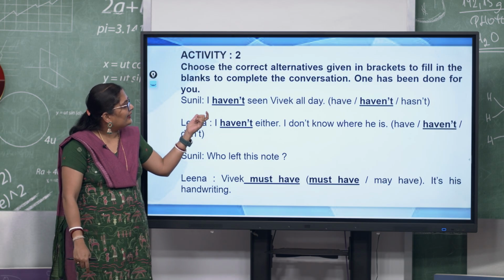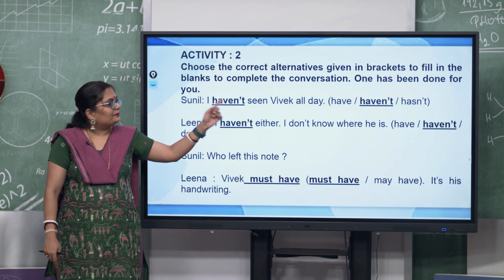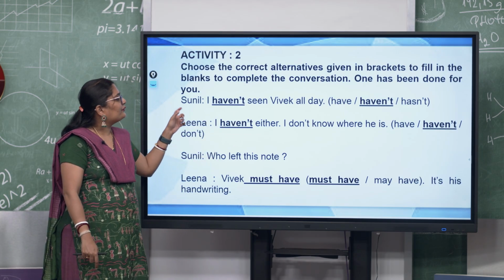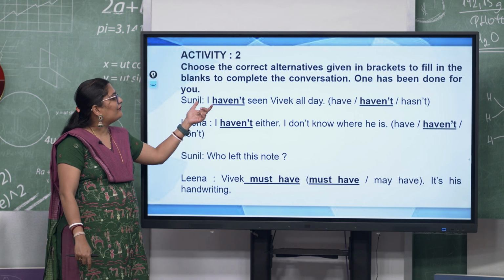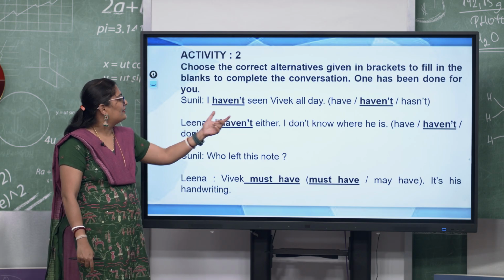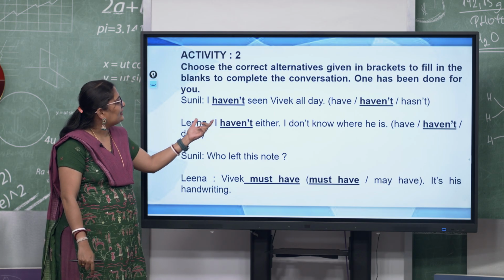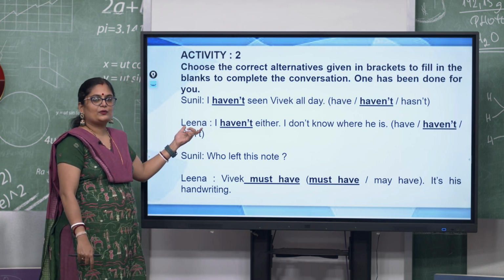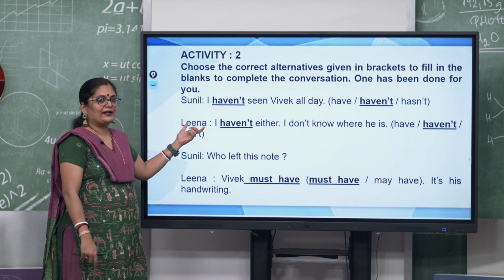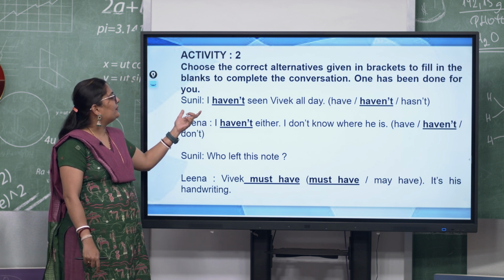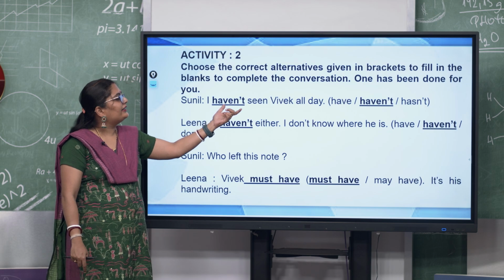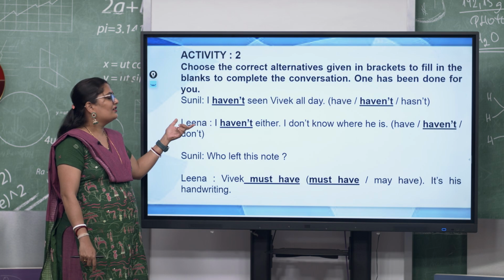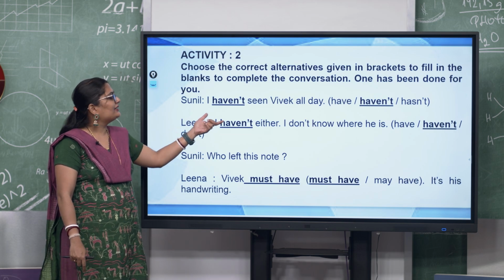So, look at the particular sentence. Sunil, I haven't seen Vivek all day. So many options were given: have, haven't, hasn't. But what would be the correct option? I haven't seen Vivek all day. Similarly, I haven't either. This is spoken by another person, Leena. So you see, the conversation has to be completed in a grammatically correct manner. In the first sentence, it would be I haven't seen Vivek all day, which is spoken by Sunil. Leena, who is another party to the conversation, says, I haven't either.